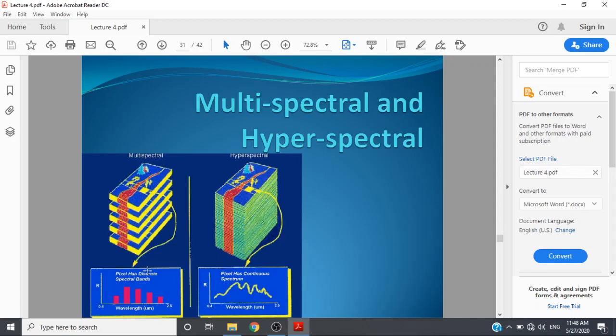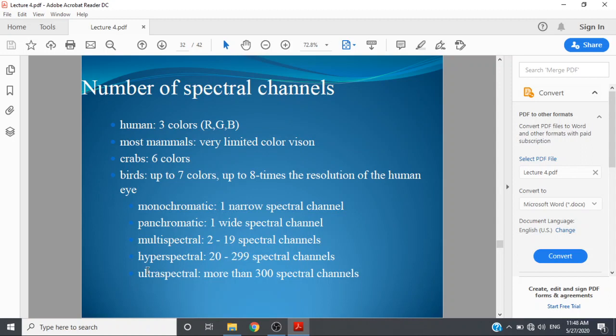Multispectral and hyperspectral images. Number of spectral channels. In humans there are 3 color channels, RGB. Most mammals have very limited color vision. Crab, 6 colors. Birds, up to 7 colors, up to 8 times the resolution of the human eye. Monochromatic, panchromatic, multispectral, hyperspectral and ultraspectral, and their ranges are given here.